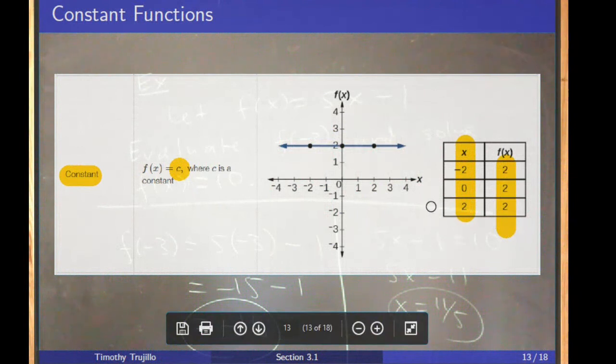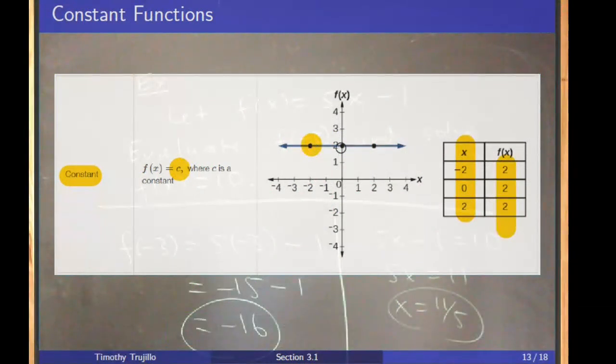Now, what does that look like graphically? Well, the point -2, 2 is going to be on there. That's this point. The point 0, 2 is going to be on there. The point 2, 2 is going to be on there. And basically, any x value with a y value of 2 will be on there as well. So that's this entire blue line.